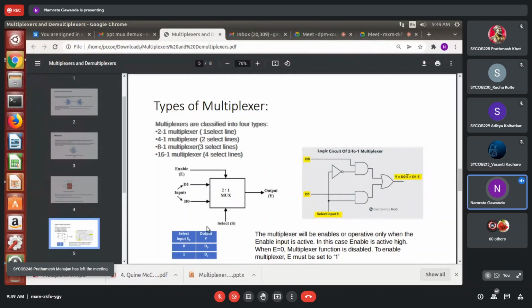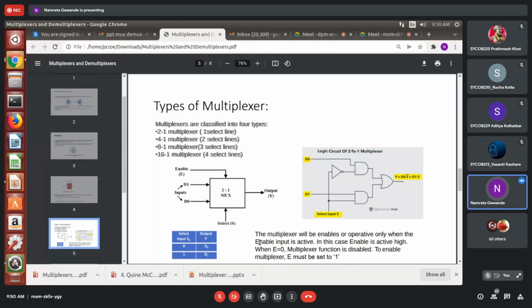So if the select line S0 is 0, D0 will be the output. And if the select line is 1, D1 will be passed as the output to the output port. That is completely dependent on the select line. As there is only one select line, there are only 2 values, 0 or 1. Now, based on this circuit diagram, I will first tell you how you can implement this.